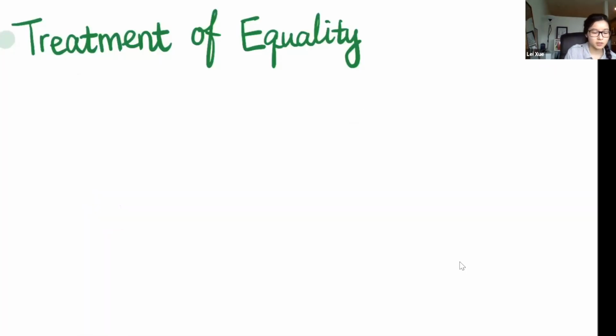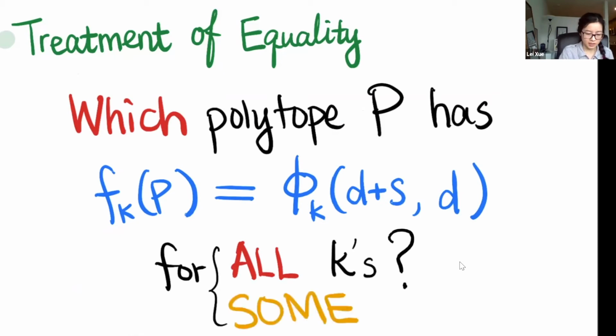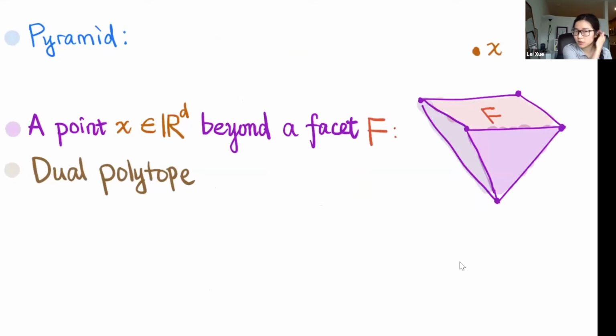So for the treatment of equality, this is our main question. Which polytope will make this equality hold for all k? In other words, which polytope will have component-wise minimal f-vector? And what if you only ask this equality to hold for some k, maybe not all k? What are those polytopes? And we're going to go over Grünbaum's construction of the special family of polytopes quickly.